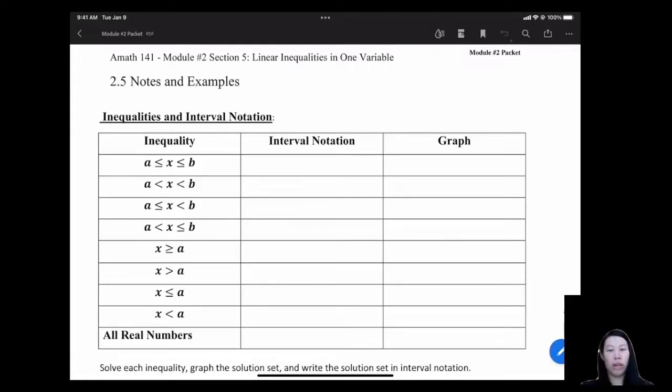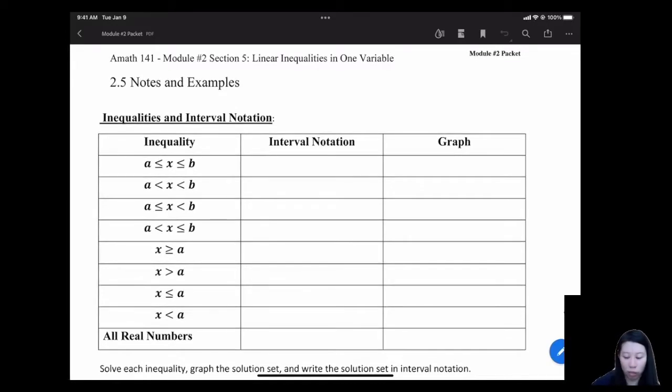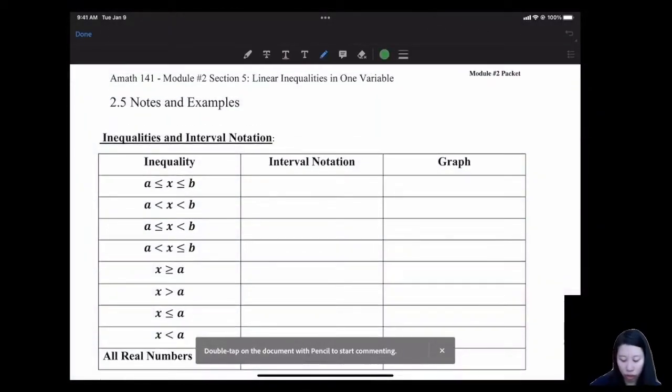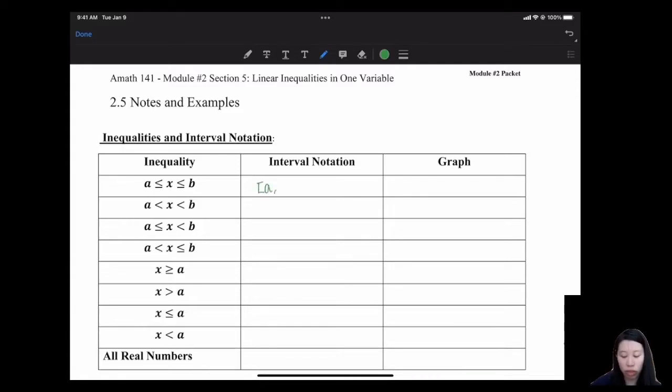Hi, so in this video we'll talk about 2.5, which is inequality and interval notation. So look at this one, interval notation. When x is in between a and b, usually on the left side, that means a smaller number, and on the right is the bigger number. For the interval notation, since there's an equal sign in here, it will be a bracket, which means including a, and then comma, b, including b.